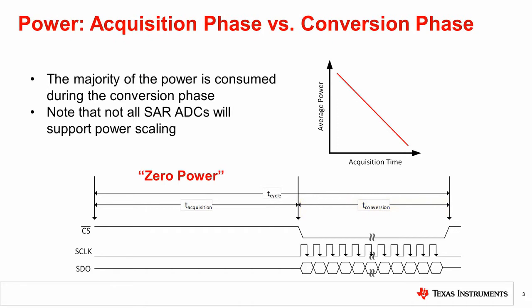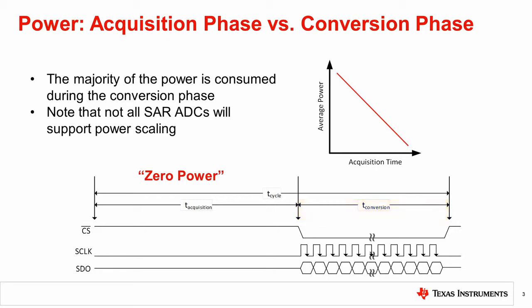Now let's relate the acquisition and conversion phases to the SAR ADC power consumption. The vast majority of the power consumption comes from the conversion phase. The acquisition phase can be termed as a zero power stage because the power consumption comes only from the quiescent current. The conversion phase is where the SAR ADC will consume power in order to perform both the translation from analog voltage to digital code and the digital communication.